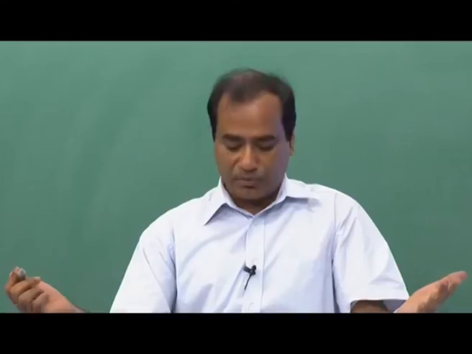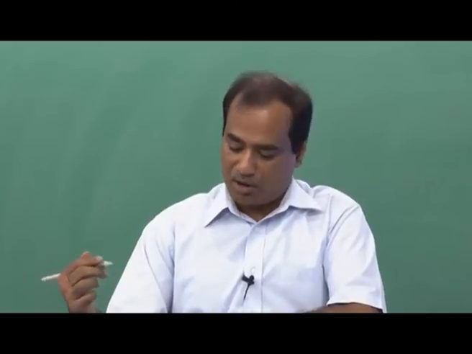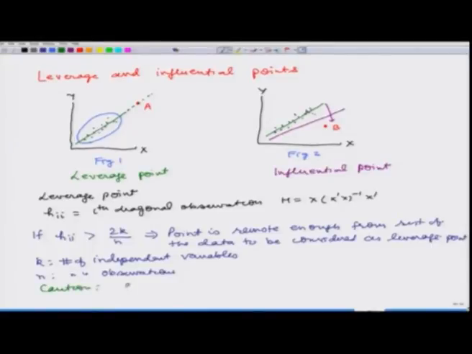So, now what do we have to do? We have to compute this h_ii for all the observations, and then simply compare it with 2k upon n, and based on whether this inequality is satisfied or not, I can decide whether a particular point is a leverage point or not. We have to be a little bit cautious that this limit, 2k upon n, is only a sort of guideline, because it depends on the number of independent variables as well as on the number of observations.